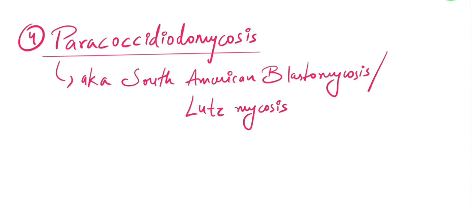Now we are going to start with the last type of systemic mycosis, that is Paracoccidioidomycosis. This Paracoccidioidomycosis is also known as South American blastomycosis or Lutz mycosis. This is caused by, again, a thermally dimorphic fungus, Paracoccidioides brasiliensis. Right, and do not go by its name. It is blastomycosis, but not caused by Blastomyces dermatitidis. That was causing coccidioidomycosis. Right.